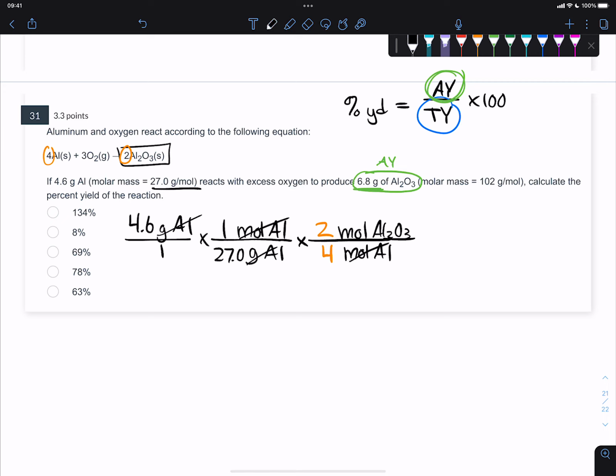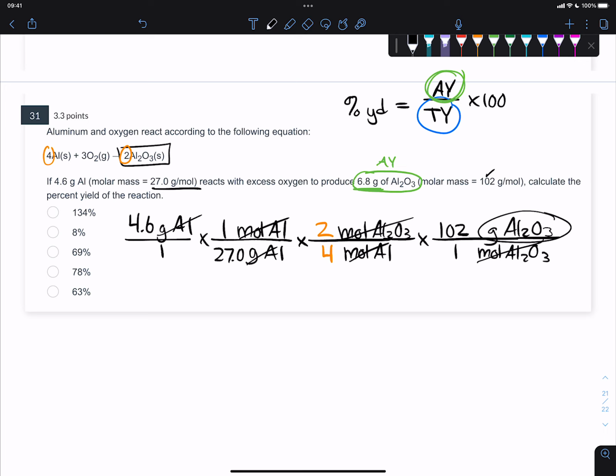So moles of aluminum are gone. And now we have moles of aluminum oxide. Convert that into grams of aluminum oxide. And when you do that, do they give you the molar mass? They do. That saves us some time. You could do it on your own, but it just saves us time. So 1 mole of aluminum oxide is 102 grams of aluminum oxide. All right, then you do your stoichiometry.